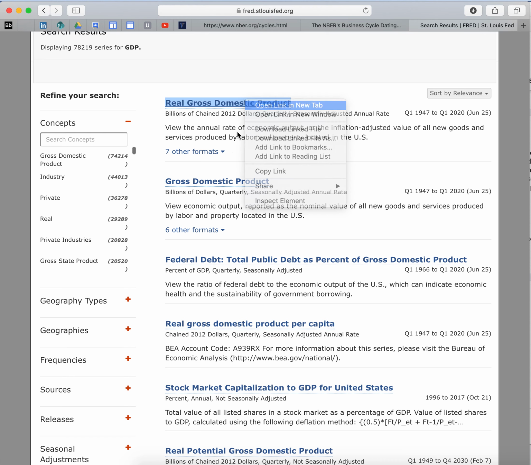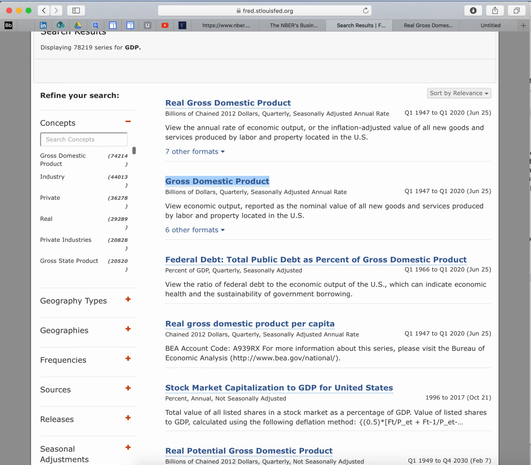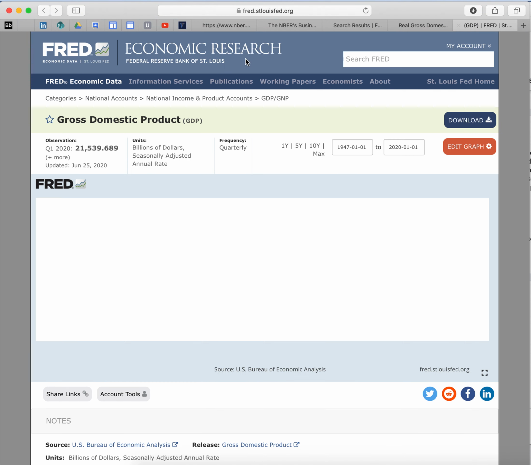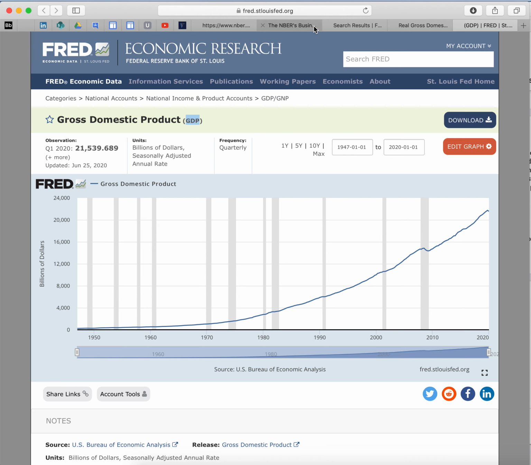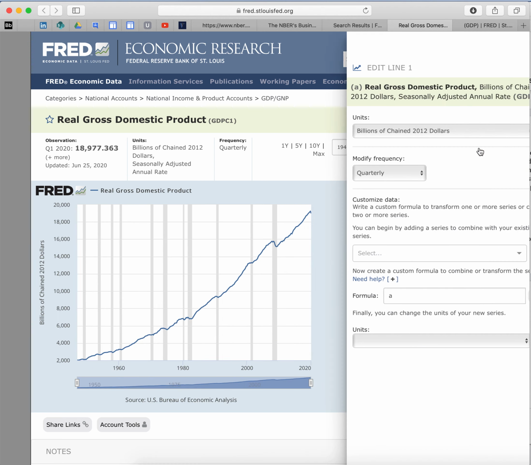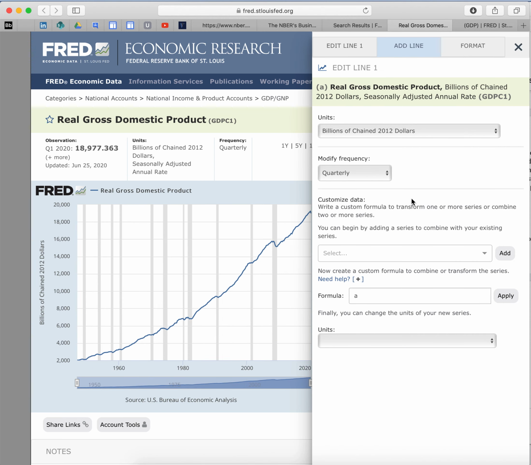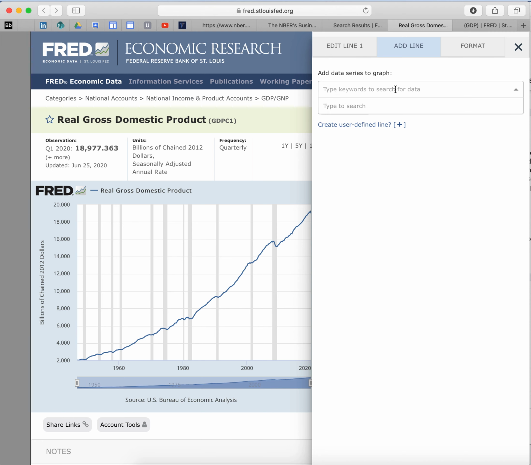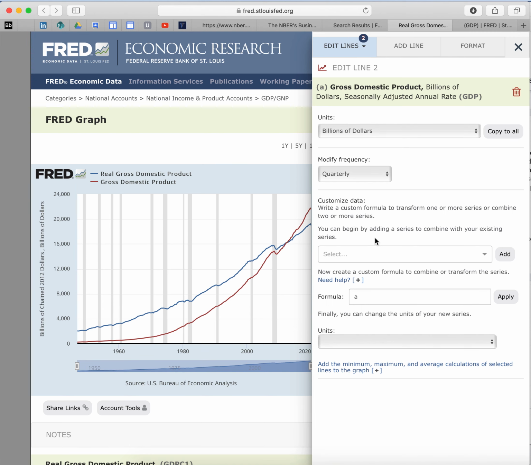We're actually going to open both these right now as just a comparison, and I'll show you what I mean. So I'm going to take this series, it's just GDP. I'm going to copy it over here to the FRED graph and add line and embed GDP in here. Oops, not real, just normal. And hit search, and there we go.